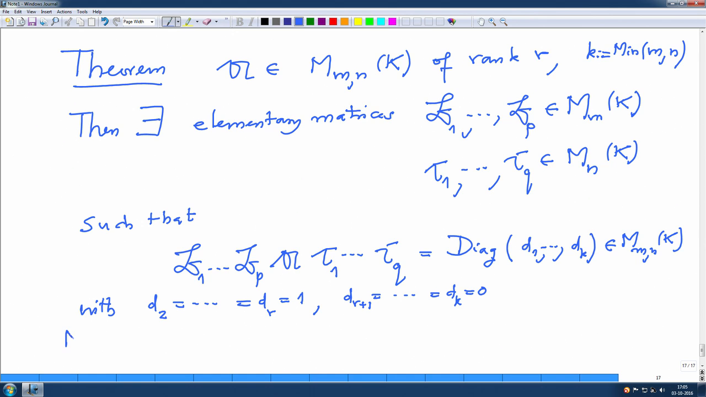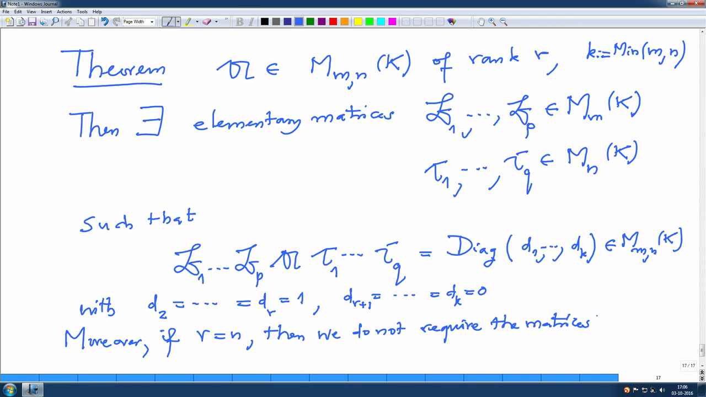Moreover, if the rank is full and equal to n, then we do not require the matrices C1 to Cq. This is a very, very important theorem, and I will show you many, many applications of this. Okay, so let us start proving it.